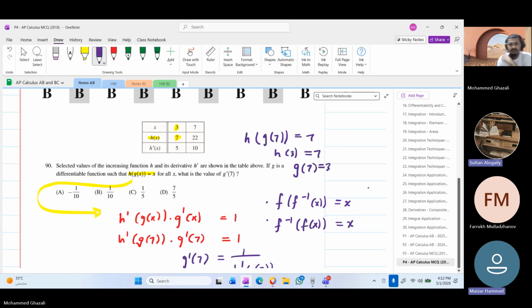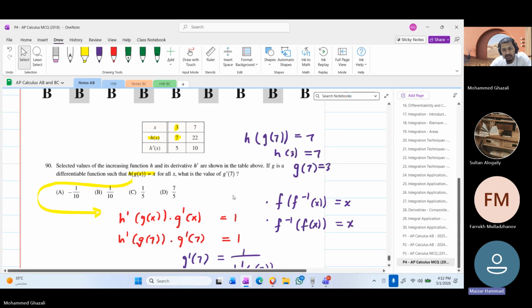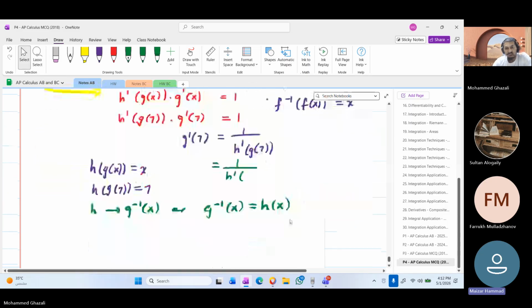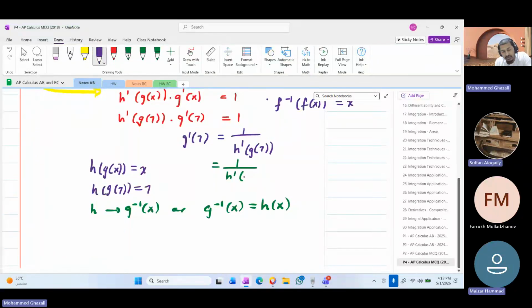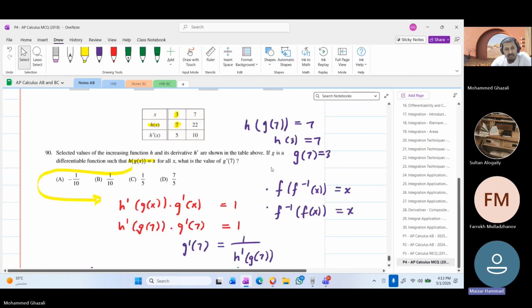That's correct. So then we substituted back in. g prime of 7 equals 1 over h prime of g of 7, which is 1 over h prime of 3. h prime of 3 is equal to 5. So it's 1/5.